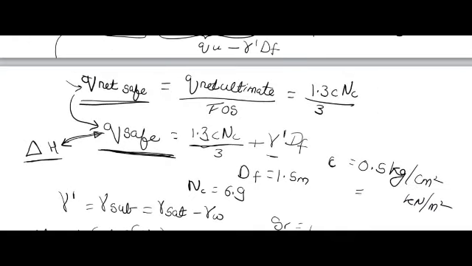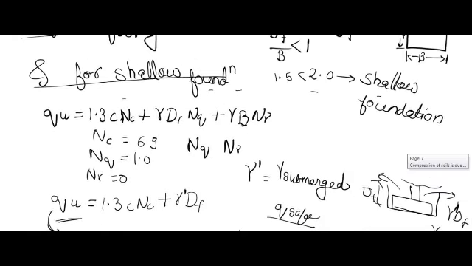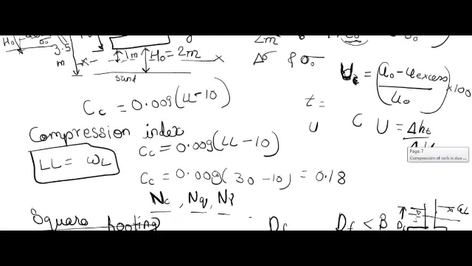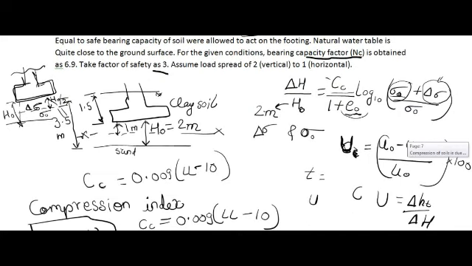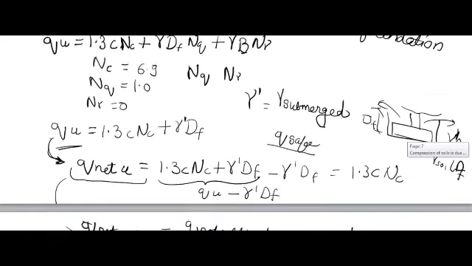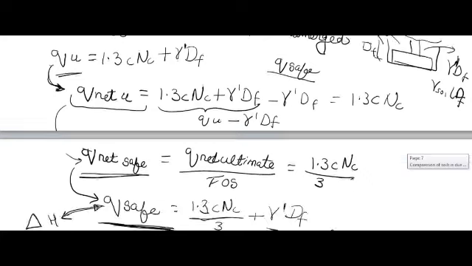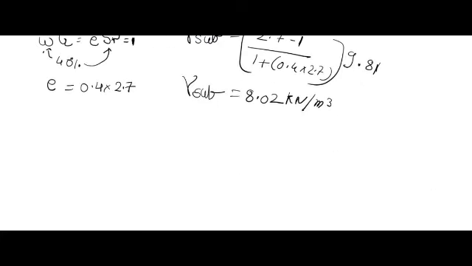Now what do we need to find again? This is a very long problem. It requires a lot of calculations, so you have to do it one by one. The problem is still not over, we are still in the middle of it. We have found gamma submerged and the void ratio e, and using this we have to find Q safe.